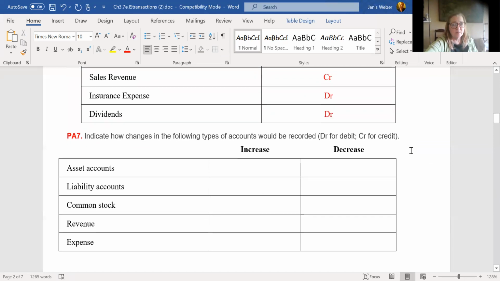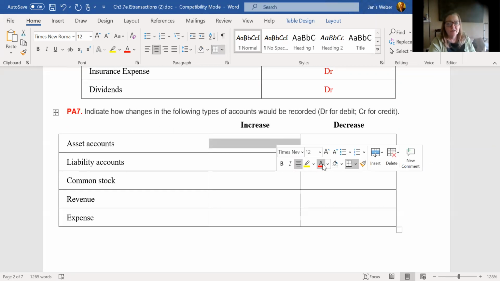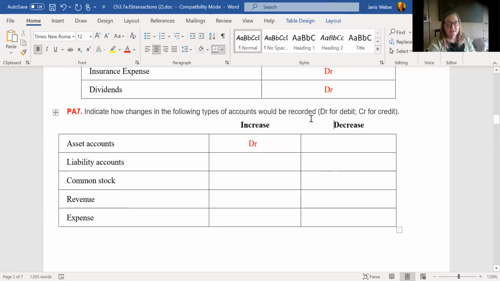Okay, this is a similar kind of problem. Indicate how changes in the following types of accounts were recorded as a debit or a credit. Asset accounts, when you increase assets, this is just talking about how the normal balance works. If you increase assets, it's a debit, and that by its very nature indicates that a decrease would be a credit.